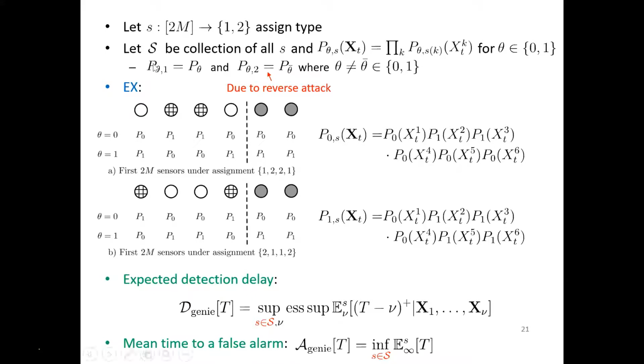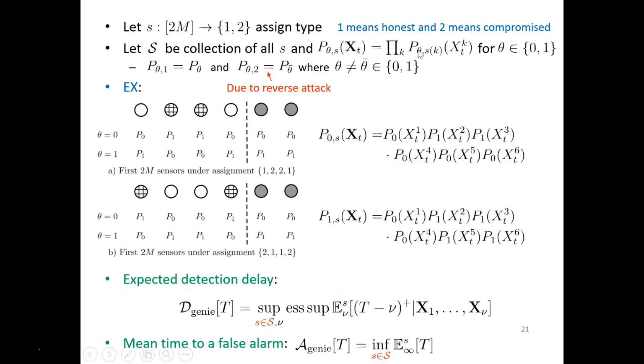We first define a function S that will assign the first 2m sensors a type. Type 1 means that we think the sensor is honest, and type 2 means that we think the sensor is compromised. There are exactly m of them assigned to type 1, and the other sensors will be assigned to type 2. We let S be such a function, and we let calligraphic S be the collection of all the S. For each S, that will induce a probability distribution like this.